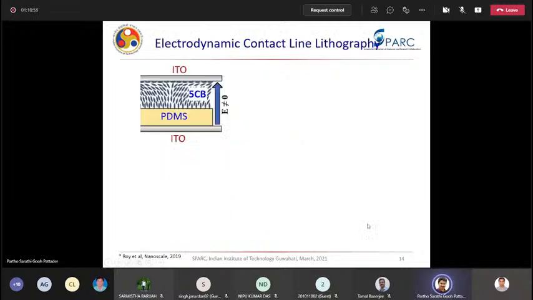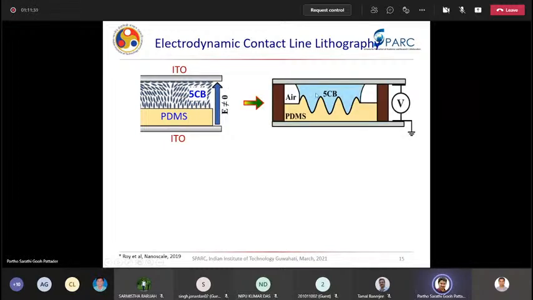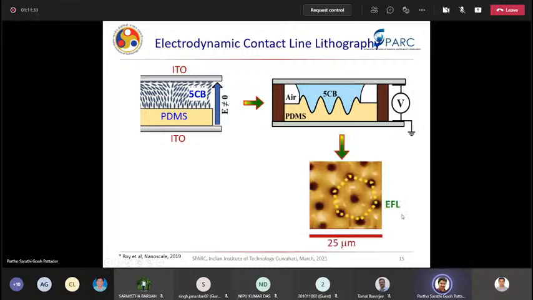Okay. So here we are going to talk about another lithographic technique, basically. Here we are using an electric field to create some microstructure on the PDMS. We use some liquid crystal 5CB on the PDMS, and we apply an electric field across the PDMS and the 5CB layer. We get a nice microstructure. This is the sort of structure we get using this electric field induced lithography.